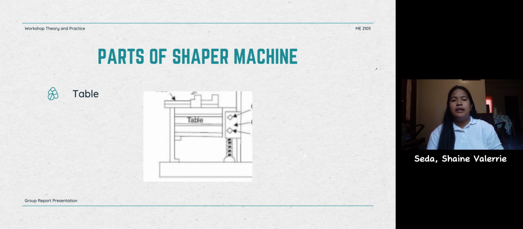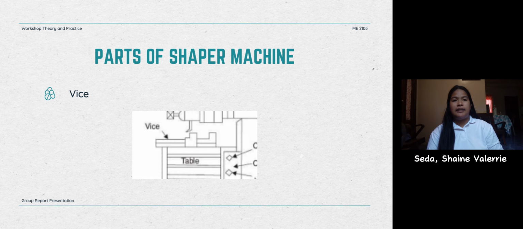Table. The table is a metal body that slides up and down in the direction of the column. It holds the workpiece, and the vise is placed on it to fasten or hold the workpiece properly. Vise. The vise is present on the table and has two jaws, one movable and one fixed. It is used to hold or fasten the workpiece properly.